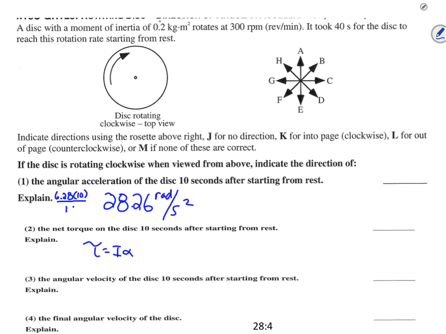300 RPMs. What'd you get? 5.65 newton meters. See what that is. And then the angular velocity of the disk after starting from rest, we could use our alpha, and we could solve for this. So basically, 280, right?